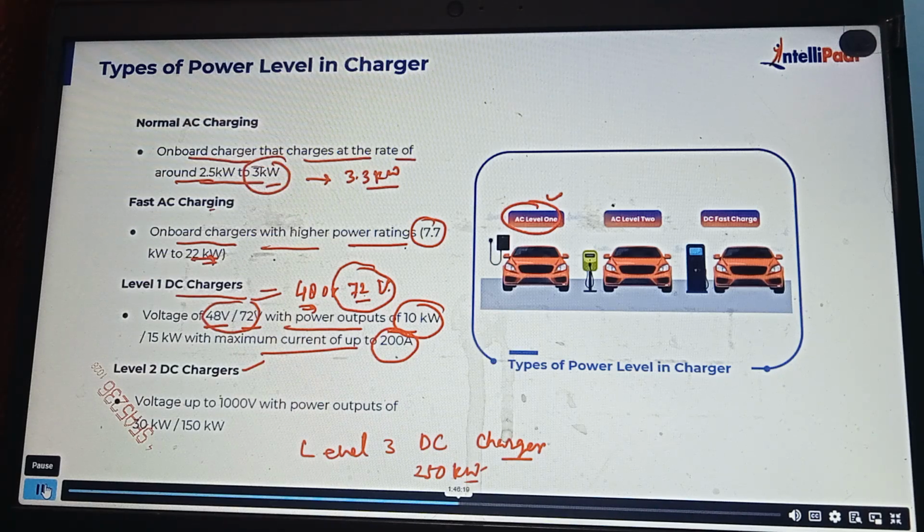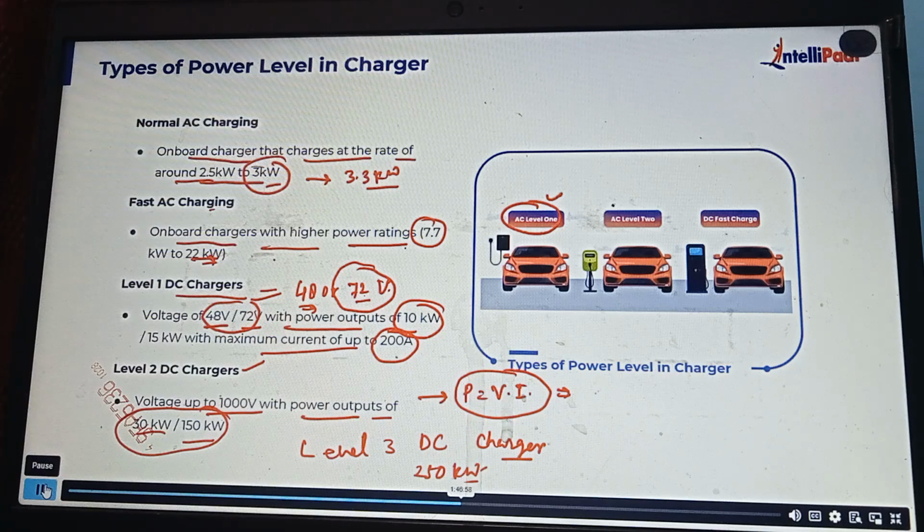Now, if we talk about level 2 charger, level 2 charger voltage is up to 1000 volt with power output of 30 kilowatt to 150 kilowatt. So you can calculate the magnitude of current which we are drawing in case of this charger. In case of this 150, if I'm going to calculate the current, because generally in case of DC charger we have P equals V into I, cos phi is not there as it is a DC quantity. So what is the magnitude of current? That is 150 kilowatts suppose, and then we have voltage of 1000. So this gives 150 ampere.